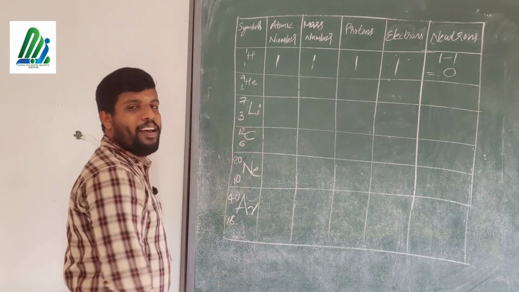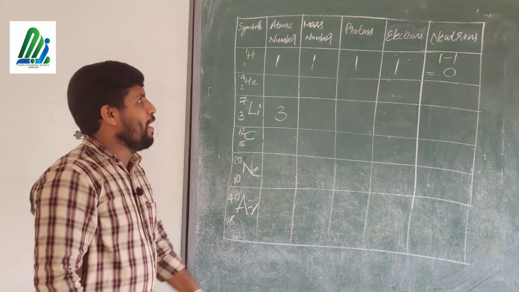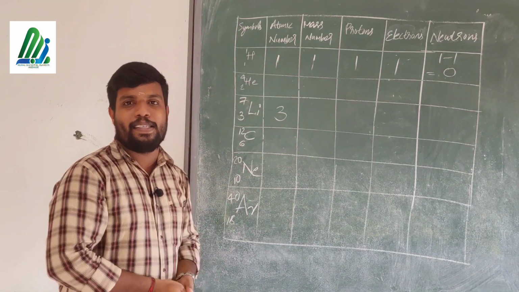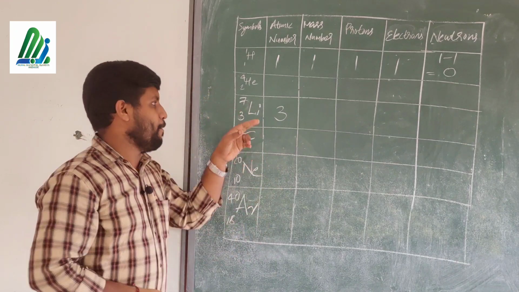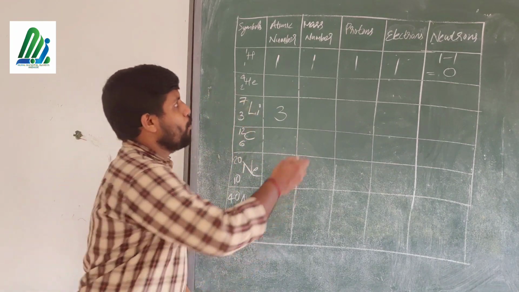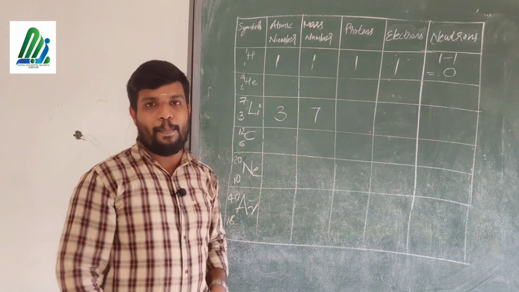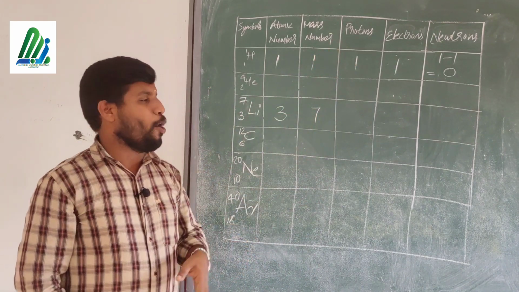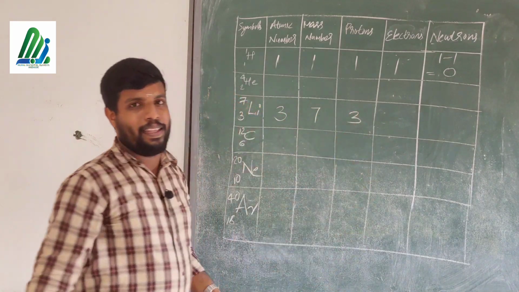So students, what is the atomic number from this symbol? Yes, the atomic number is 3. Then what is the mass number? Where do we write the mass number? The mass number is at the top of the left side. Left side top, 7. So the mass number is 7. Then protons: the number of protons is equal to the atomic number. Atomic number is 3, so the number of protons is also 3.